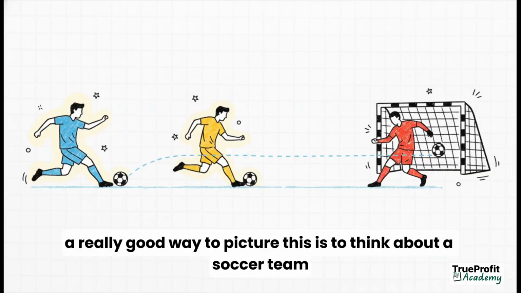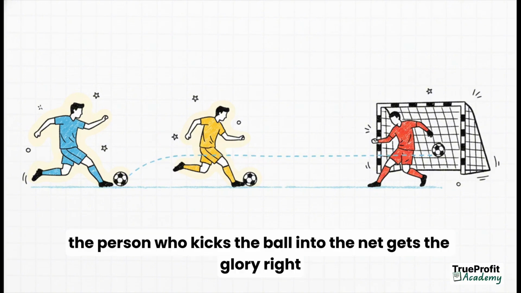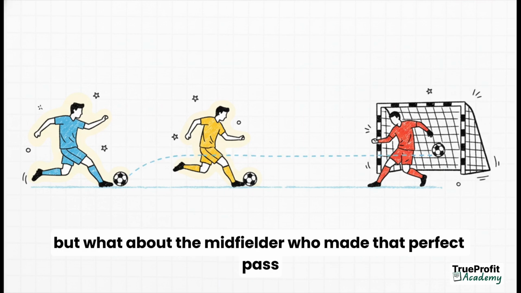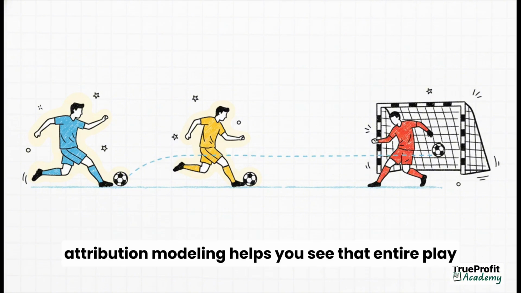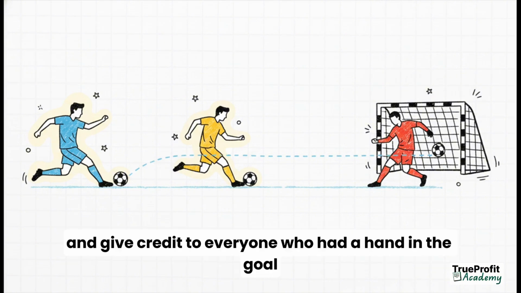A really good way to picture this is to think about a soccer team scoring a goal. The person who kicks the ball into the net gets the glory, right? But what about the midfielder who made that perfect pass? Or the defender who started the whole play from the back? Attribution modeling helps you see that entire play and give credit to everyone who had a hand in the goal.